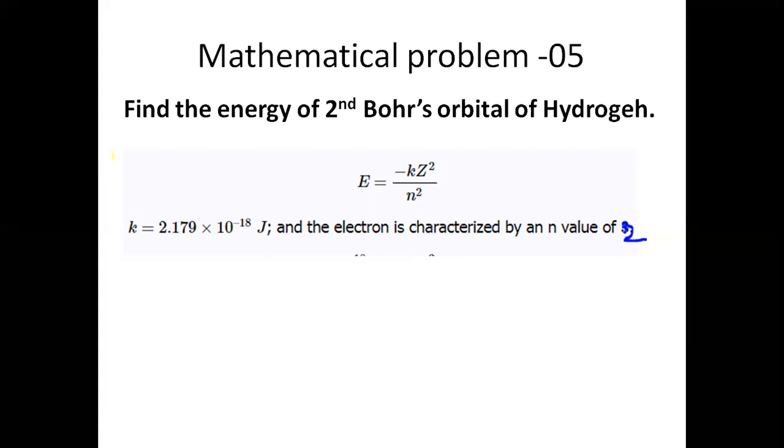By putting n is equal to 2, z is equal to 1, and k is equal to 2.179 into 10 to the power minus 18, and putting in all these values, we can get the value of the second energy level, or the energy of the second Bohr orbital.